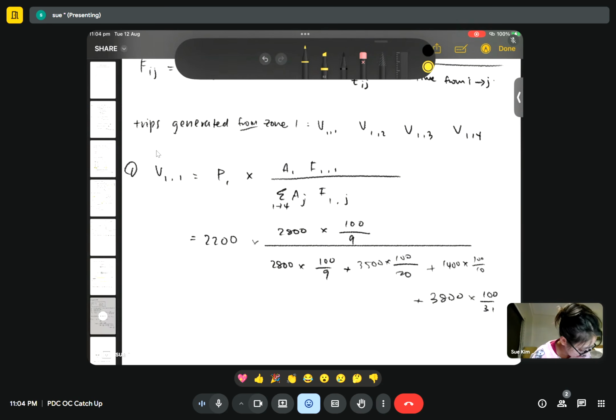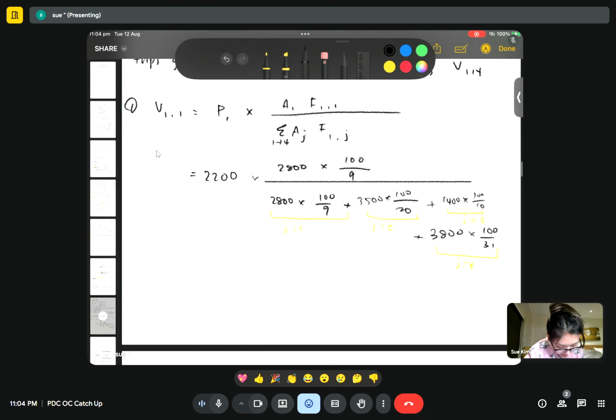So basically this is for when j equals 1, this is for when j equals 2, this is for when j equals 3, this is for j equals 4. Okay, so if you put that in the calculator, that should give you something like this. 914.1872.